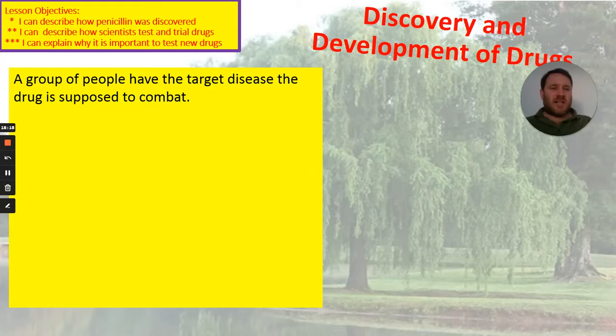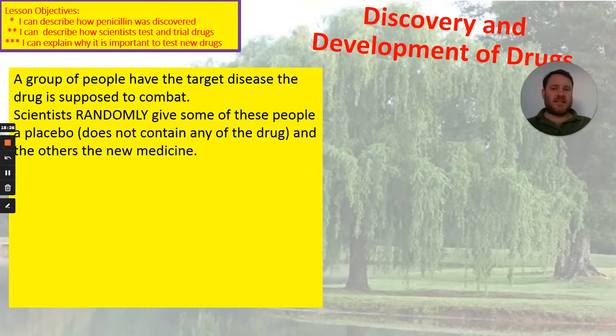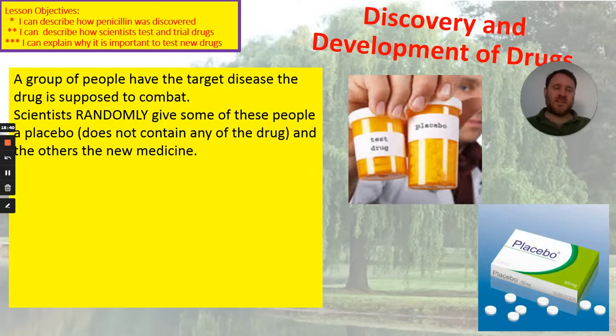Okay, so let's have a look at what goes on in these clinical trials. So imagine you've got a group of people and they've got a target disease and this drug is supposed to combat that disease. So what scientists do, they randomly give some of these people a placebo. A placebo is something that doesn't contain the drug that they are testing. And then they give other people the new medicine. So there's a picture there of placebo and the test drug.